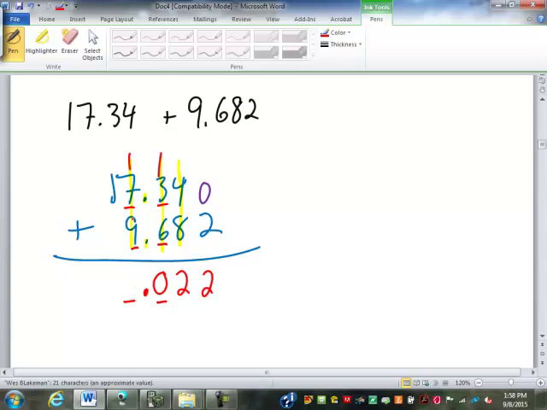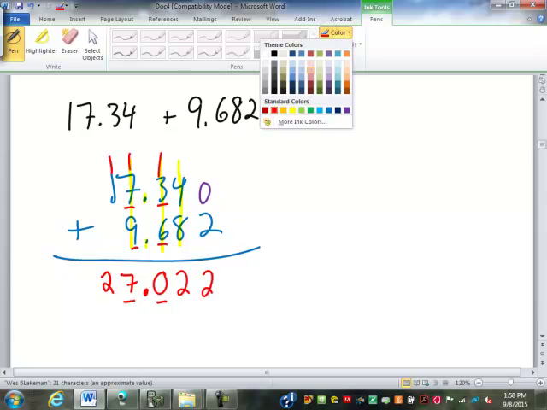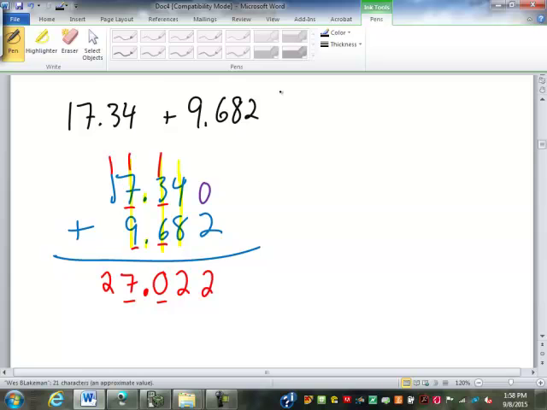So here I have 8, 17, so 7 carry the 1, and 2. 27 and 22 thousandths, or 27.022. That is an acceptable way of saying it. It's kind of the cheap way. Some older math teachers would swat your hand with a ruler for saying 0.022, but it is acceptable.